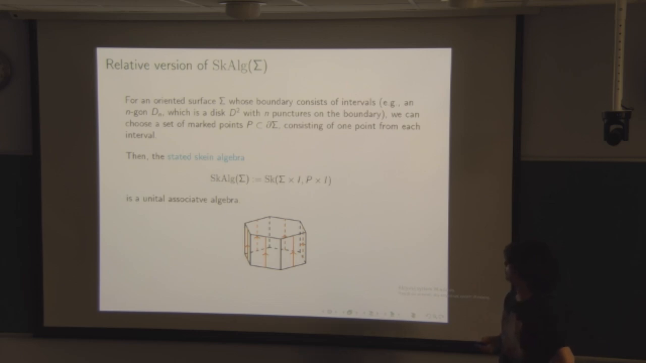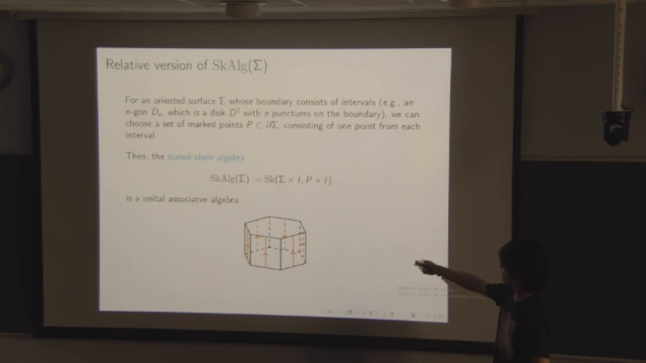Yeah, so that was the definition of the stated skein module. Just like there's a skein algebra associated to surfaces, there is a stated skein algebra associated to surfaces. So if we have an oriented surface, sigma, whose boundary consists of intervals, for instance, something like an n-gon, which is a disk with n punctures on the boundary, then we can firstly choose a set of marked points on the boundary consisting of one point from each interval on the boundary.